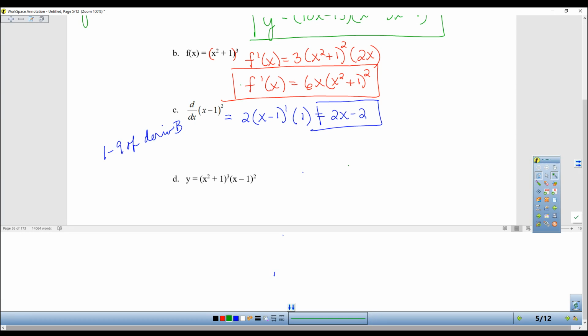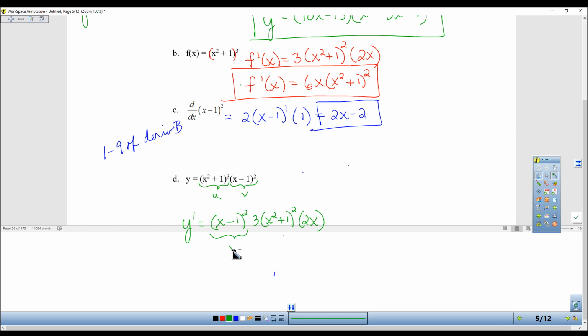Here we go. We are about to use product rule and the power rule at the same time. So this whole thing is u. This whole thing is v. So I have to use product rule. Product rule says you're going to do the second times the derivative of the first. So what's the derivative of the first? 3 times x squared plus 1 squared times the derivative of the inside.